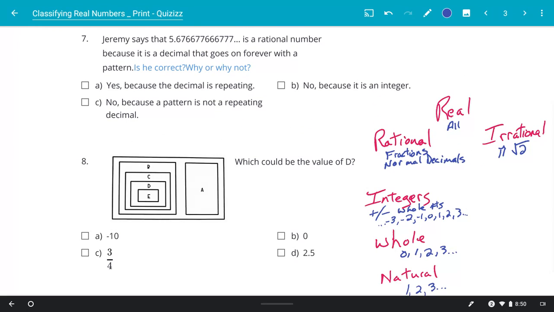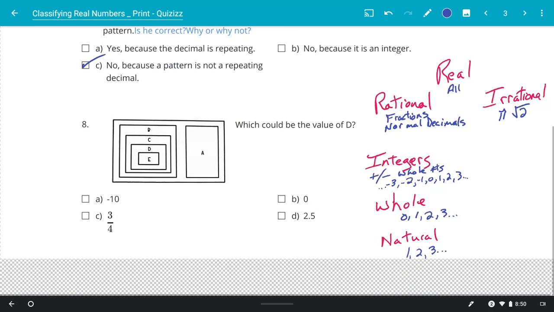Jeremy says that 5.67666 and so on is a rational number because it has a decimal, goes on forever with a pattern. But that's not the definition of a rational number. A rational number either ends or repeats. And this one doesn't end and it doesn't repeat. Just because there's a pattern doesn't mean it's repeating. A repeating decimal has to be the exact same thing over and over again. Therefore, this is not a rational number. That makes it irrational because the pattern is not a repeating decimal. It's a pattern, but not a repeating decimal.